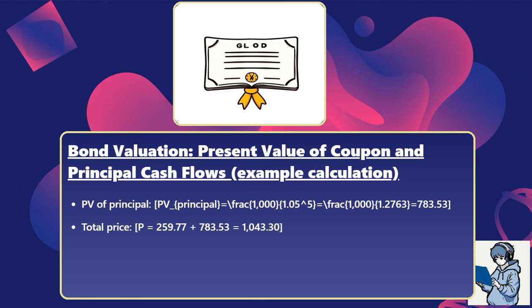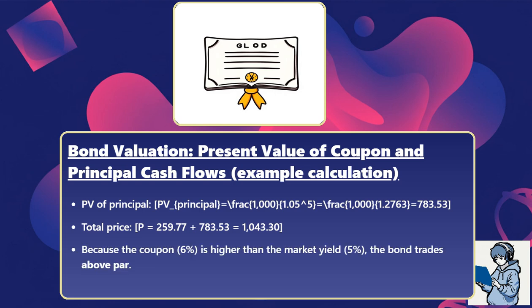Total price equals 259.77 plus 783.53, which equals 1,043.30. Because the coupon 6% is higher than the market yield 5%, the bond trades above par.